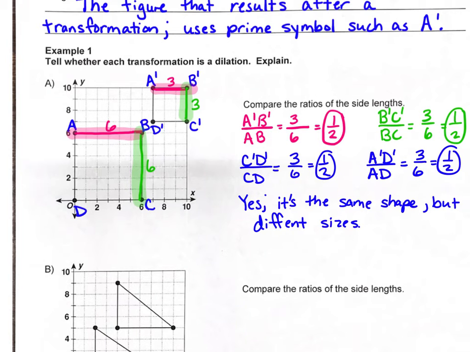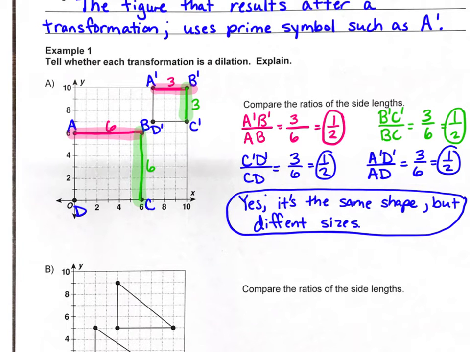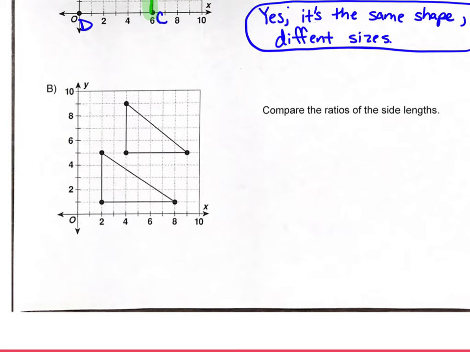And an explanation is that it's the same shape, they're both squares, but different sizes. And we know it's the same shape because they had the same ratios of side lengths. And it was very obvious that these were both squares because all the sides were the same and they were 90-degree angles. B part, we're going to compare the ratios of the side lengths again.